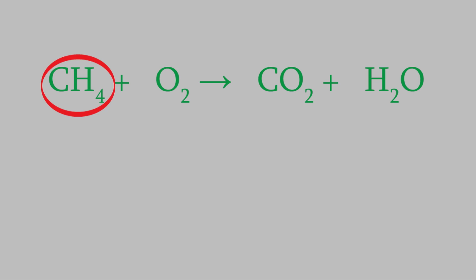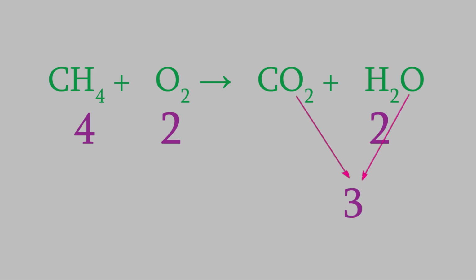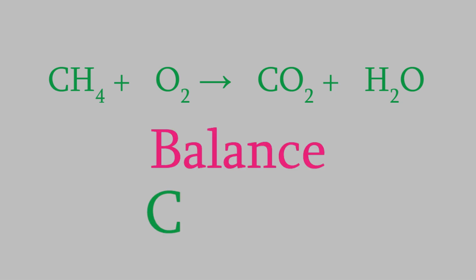As you can see, this reaction isn't balanced. We have 4 hydrogens and 2 oxygens on the left, but 2 hydrogens and 3 oxygens on the right. For combustion reactions, the easiest order in which to balance the elements is to do the carbon first, then the hydrogen, and the oxygen last. So we'll do it in that order.